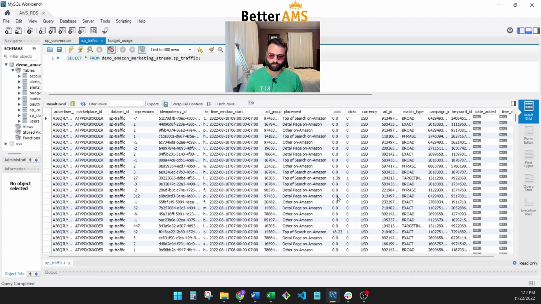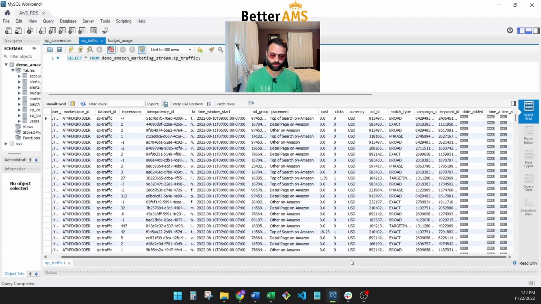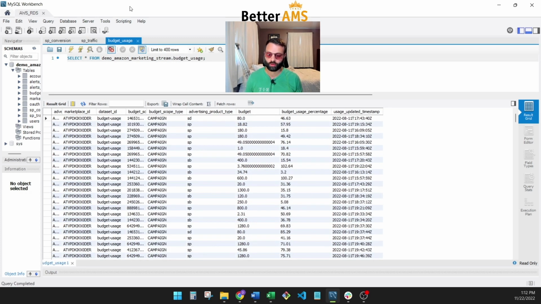For SP traffic, a lot of the same stuff, except it's more traffic related. So we're talking about impressions more here. You can see everything is still broken down by the campaign and the keyword and into each placement. And then the one that people really aren't talking about so much, but I think is also extremely valuable, is the budget usage for each, not each window, but each 5% of the budget that's been used either on the campaign or the portfolio level.